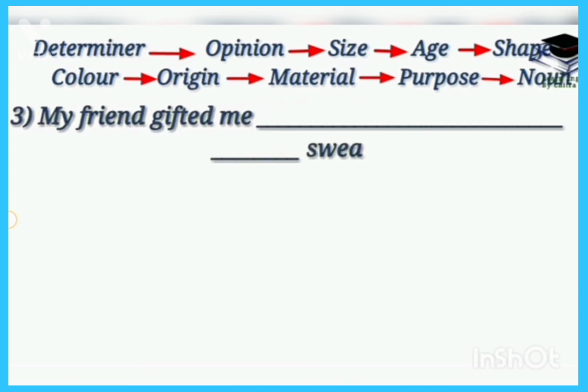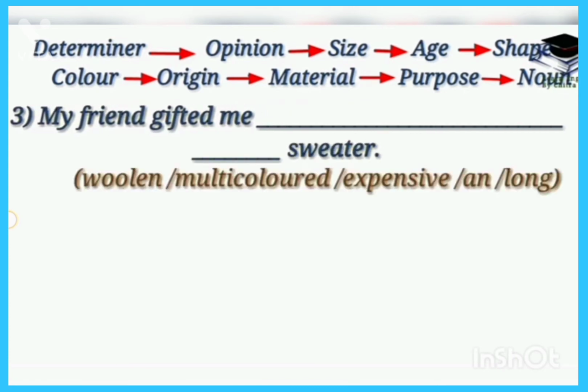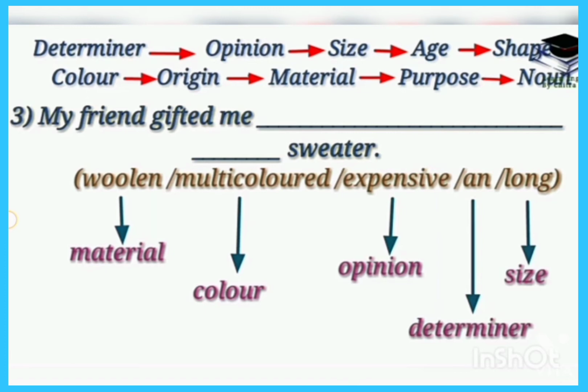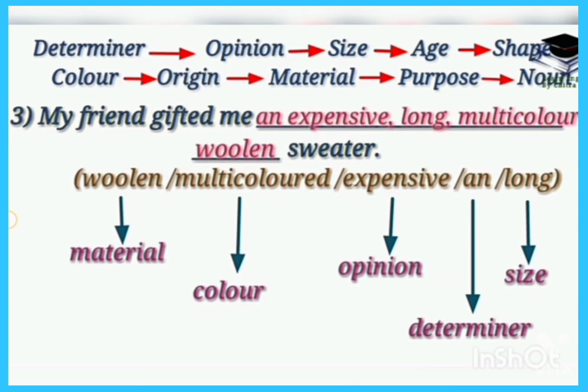Now coming to the third one: my father gifted me dash sweater. So here, woolen is material, multicolor is color, expensive is opinion, an is a determiner, long is size. Now coming to this: an expensive, long, multicolored woolen sweater. So this is the answer. This is how you have to do it.